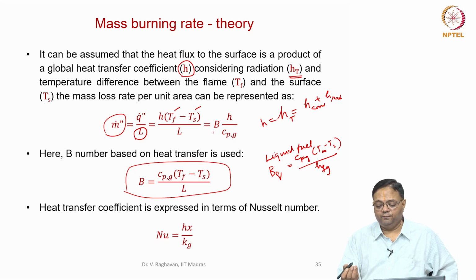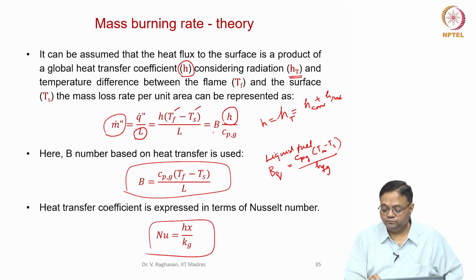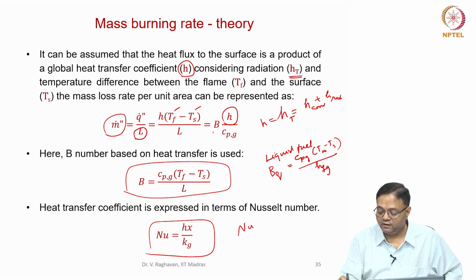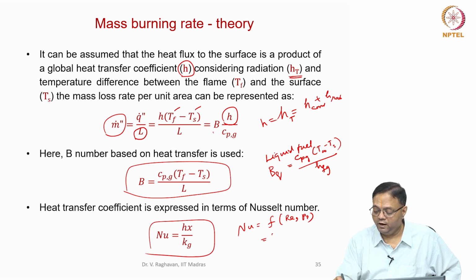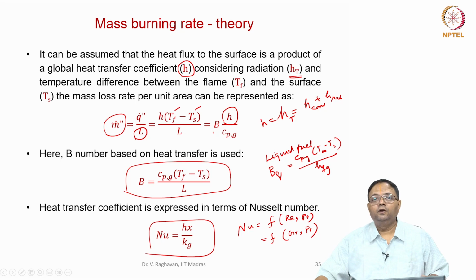So basically you need to make some approximations and do this. So now in order to calculate H, I need the Nusselt number. The Nusselt number is a function of Reynolds number and Prandtl number for forced convection, and is a function of Grashof number and Prandtl number for free convection. Okay. So this is the theoretical basis for the mass burning rate.